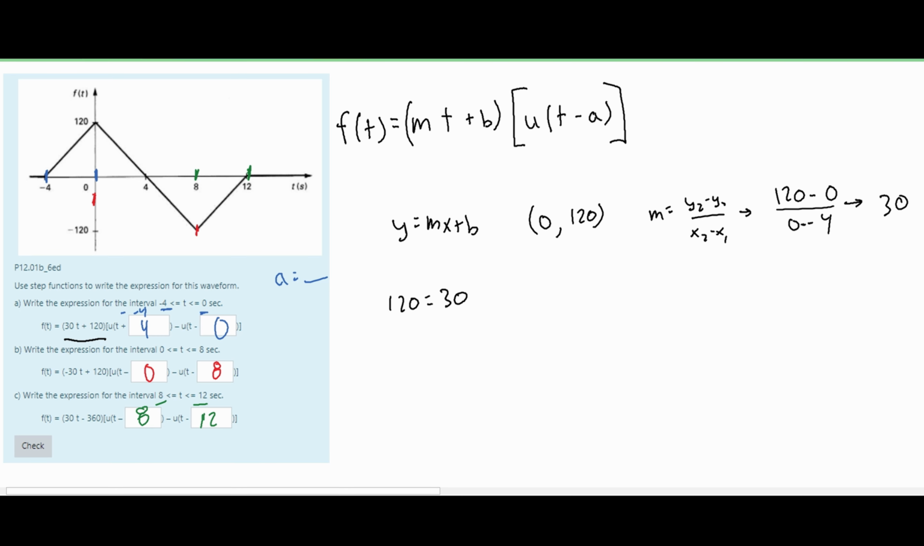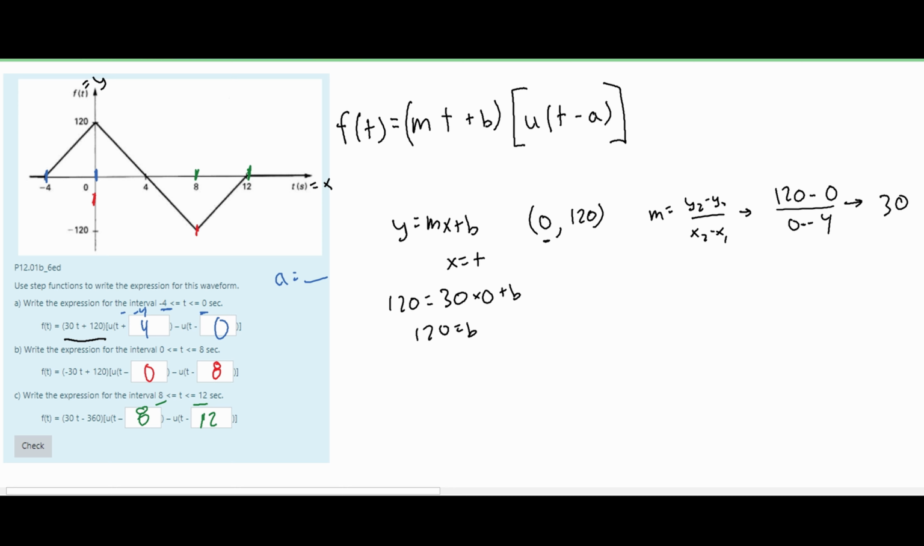Then we have our t, which is going to be 0 for this specific point right here. X is equal to t, because we can see the t is on the x-axis, and the f of t is also on the y-axis. So now we are going to have 30 times 0 plus b. Now that means that our 120 is going to be equal to b.